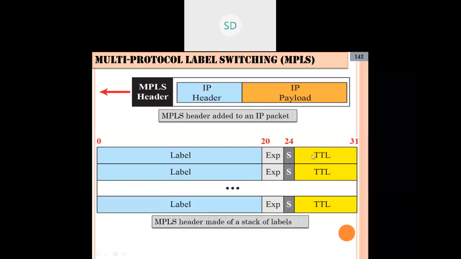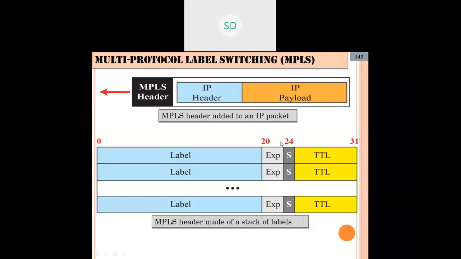The next one is the TTL. TTL is an 8-bit field. It is similar to the TTL field in the IP datagram that you have studied. Each visited router decrements the value of this field. When it reaches 0, the packet is discarded to prevent looping. Basically, some TTL value will be placed here.